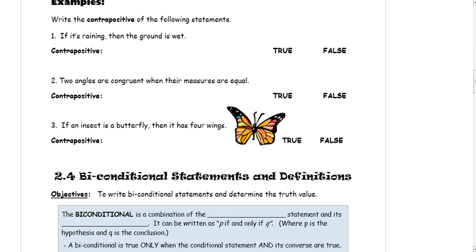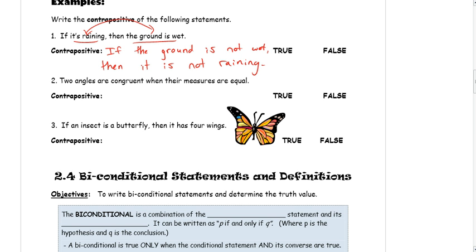If it's raining, then the ground is wet. Okay, similar example. Again, take this hypothesis, this conclusion, and flip-flop them. So it's going to, and negate them. So it's going to say if the ground, we'll say, is not wet, then it is not raining.